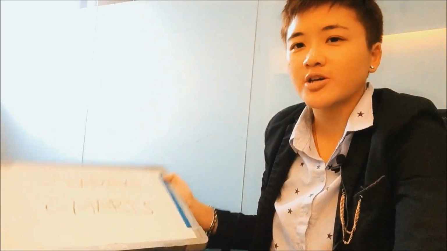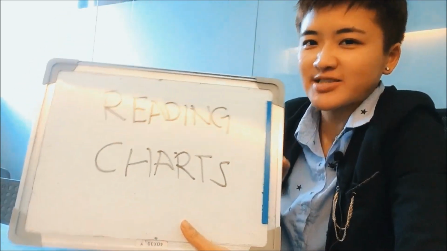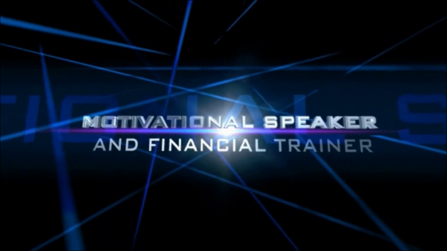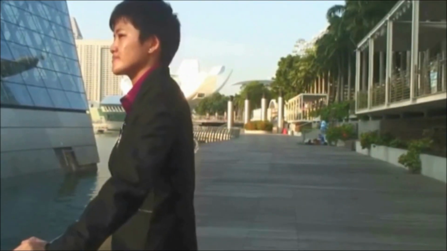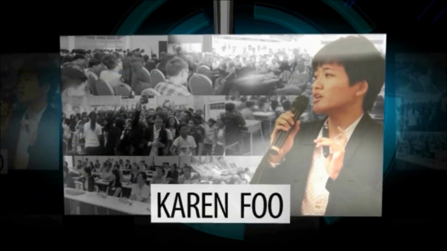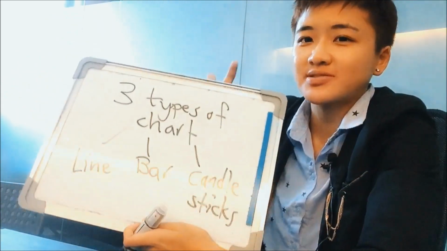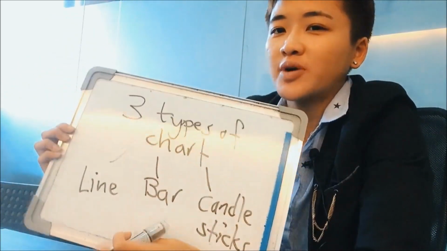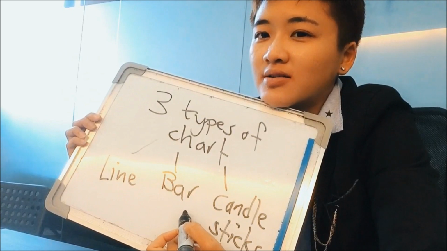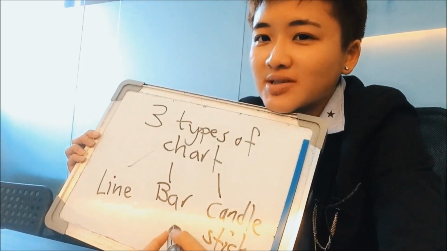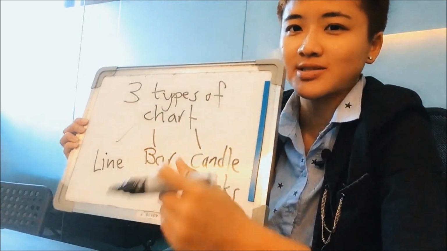In this episode, we're going to talk about how to read charts. Coming up, there are three types of chart that you need to take note of. Number one is the line chart. Number two is the bar chart. Number three is the candlestick chart.